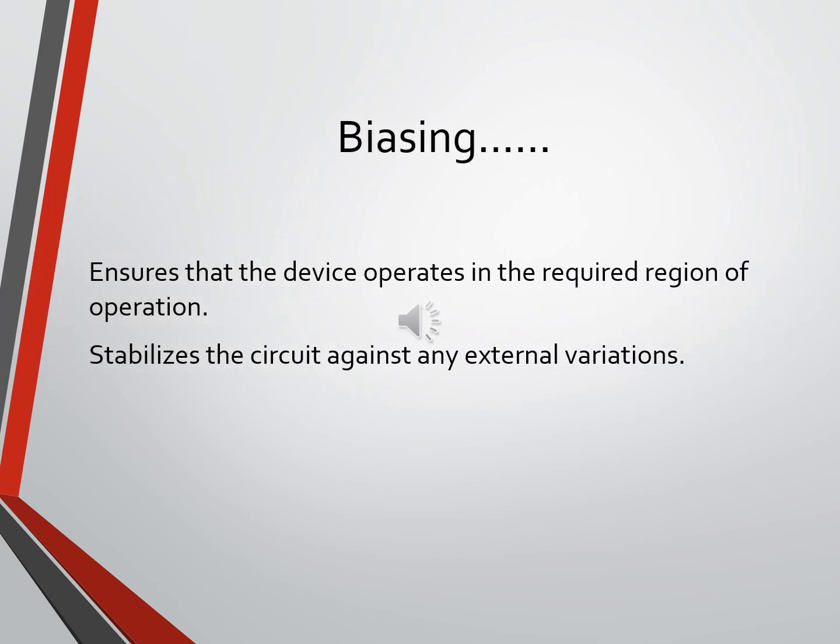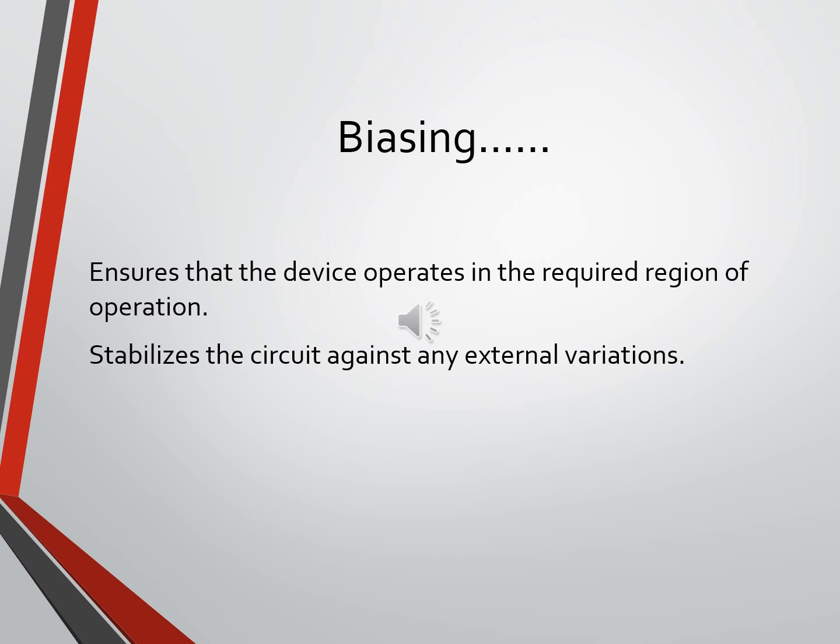So what is the need for biasing? I told you that biasing is just providing the DC supply. Biasing ensures the device operates in the required region of operation. So what will be the required region of operation? We can see what the regions of operation are. Then the other point is that it will stabilize the circuit against any external variations.